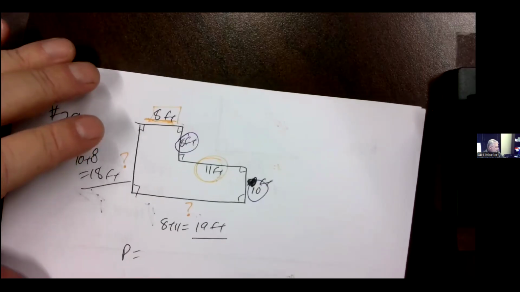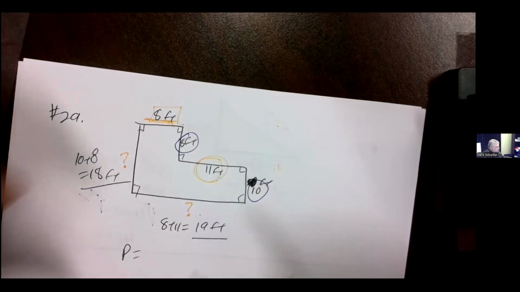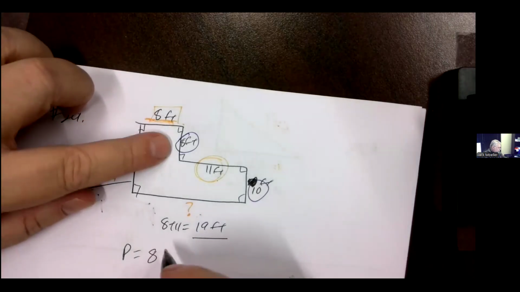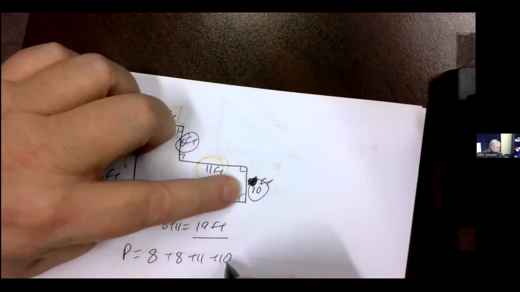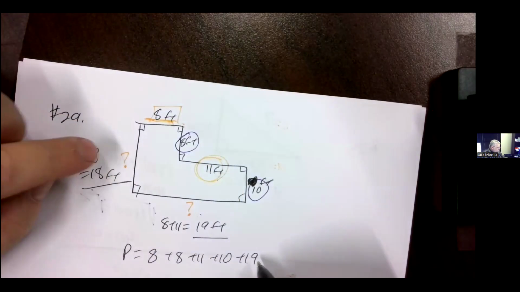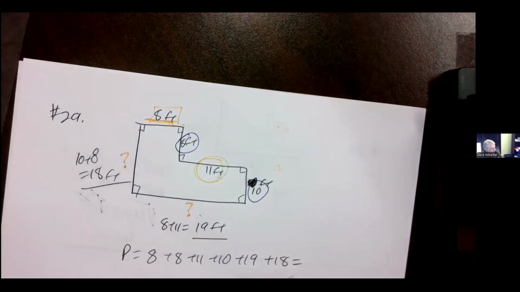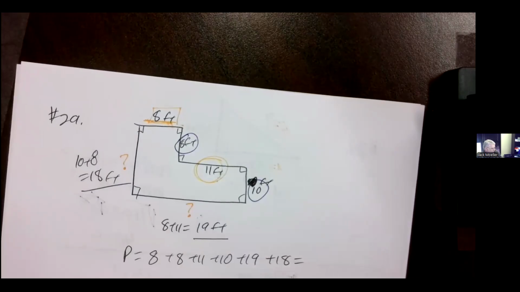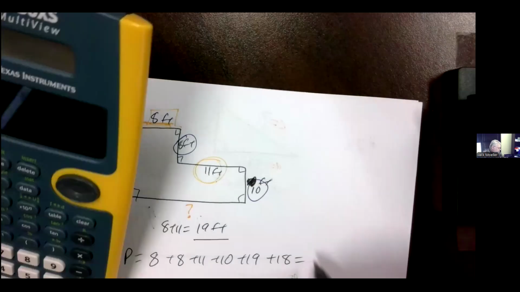I like to pick a point and then go clockwise. That's just how I do it to make sure I get all the measures. So 8 plus 8 plus 11 plus 10 plus 19 plus 18. Add those all up. We're dealing with feet, so our answer is still in feet because it's just perimeter. It'll be 74.